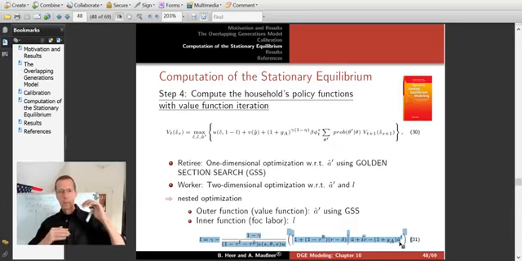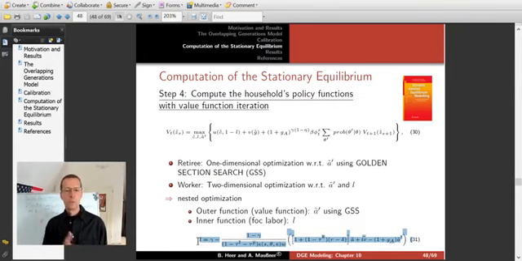So this is a nested optimization procedure. In the outer loop, it's A prime using Gauss section search. In the inner loop, in the inner function, it's labor supply L. Now we also have to make sure that the labor supply is positive, and it's between 0 and 1. And of course, we check this. So if the right-hand side of 31 happens to be negative, we set the labor supply equal to 0. So we formally impose a non-negativity constraint on labor supply, which makes, of course, perfect sense.